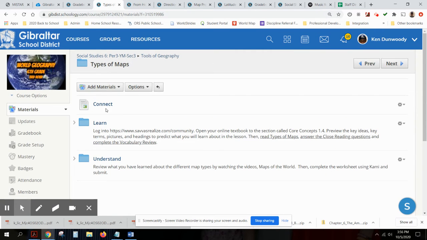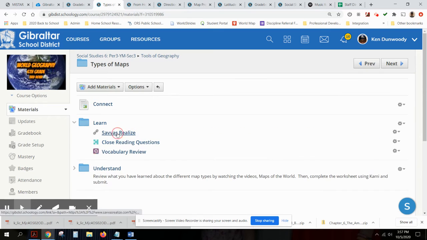It says first, after we connect, we log into the online book. We open the online textbook to the section called Core Concepts 1.5. Preview the key ideas, the key terms, the pictures and headings, and make a prediction about what you're going to learn in the lesson. Then read the types of maps and answer the close reading questions, followed by completing the vocabulary review. So let's go ahead and get started.